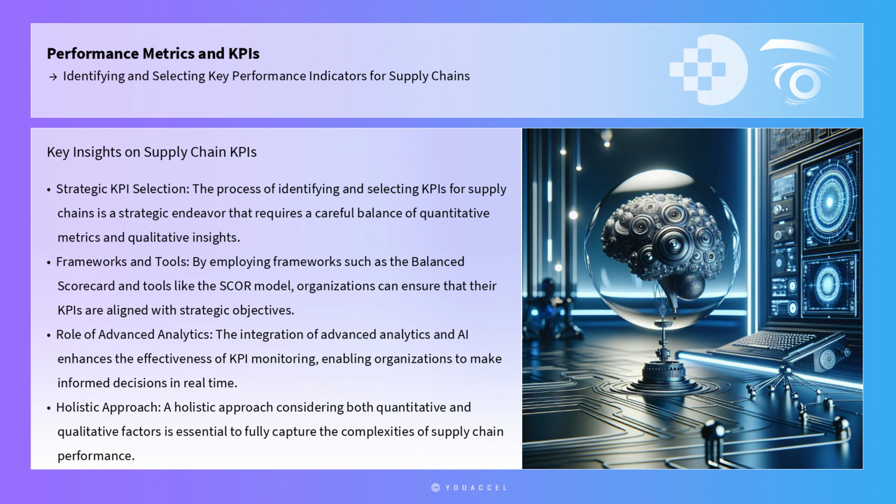The integration of advanced analytics and AI further enhances the effectiveness of KPI monitoring, enabling organizations to make informed decisions in real time. However, a holistic approach that considers both quantitative and qualitative factors is essential to fully capture the complexities of supply chain performance. As demonstrated by successful case studies such as Dell Technologies, the right set of KPIs can drive significant improvements in supply chain efficiency and competitiveness.